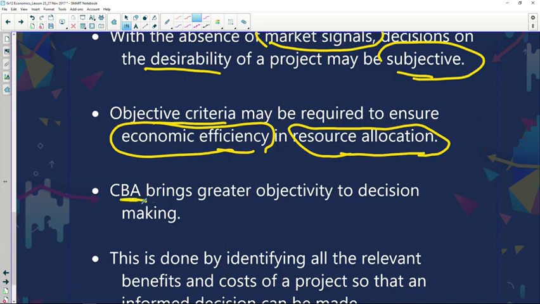Cost-benefit analysis brings greater objectivity to decision making. Okay, so because you have done a study, you have analyzed the project, you've done evaluations, you have chatted to people that specialize in those particular industries, civil engineers and all that, they are going to give you information, and they are going to be objective in the process, because there are a whole lot of issues that need to be considered, from safety. We don't want a bridge that's going to fall down after 2 years.